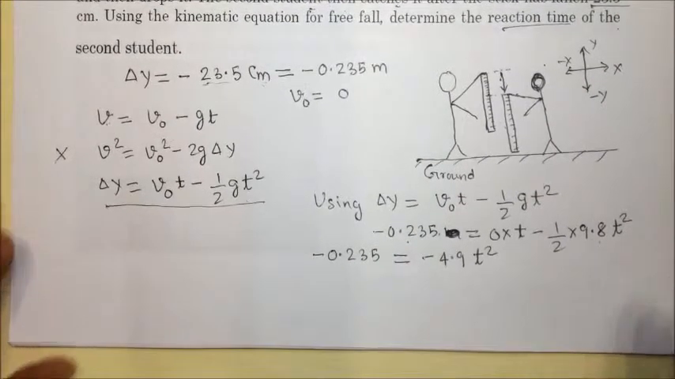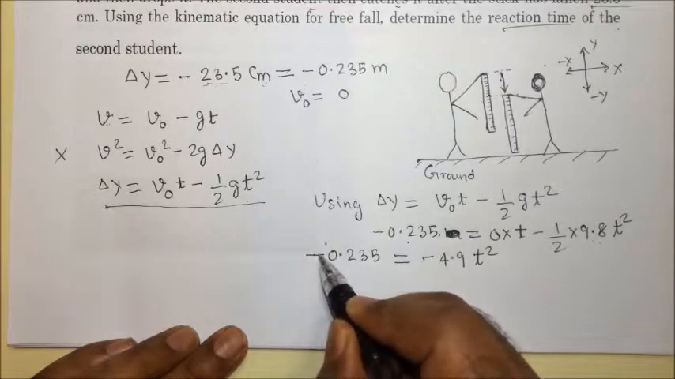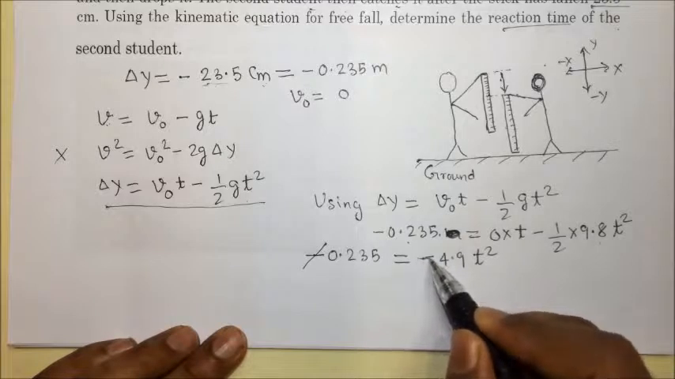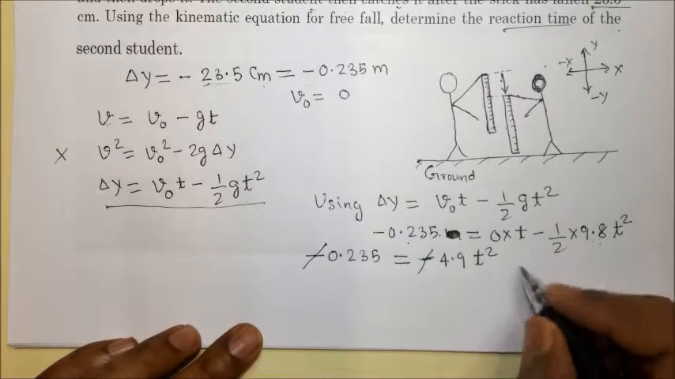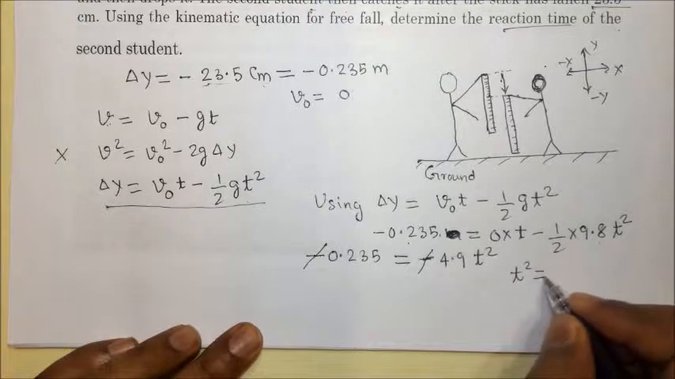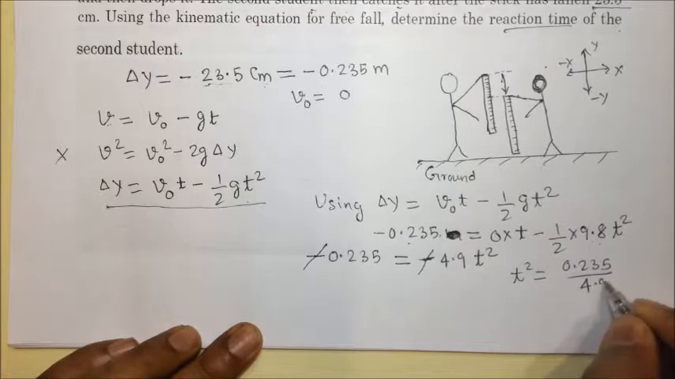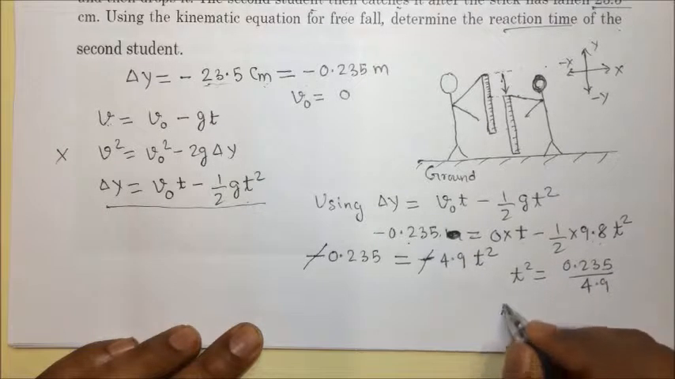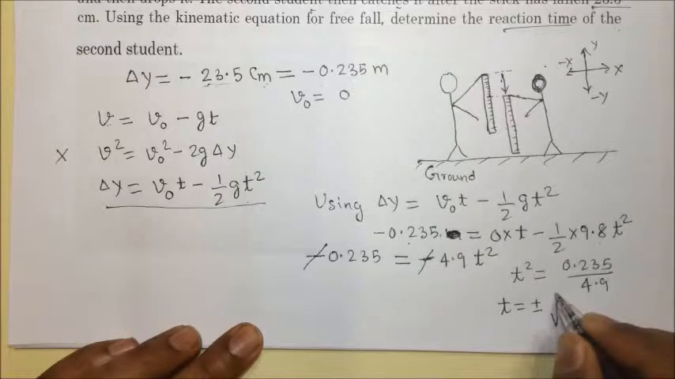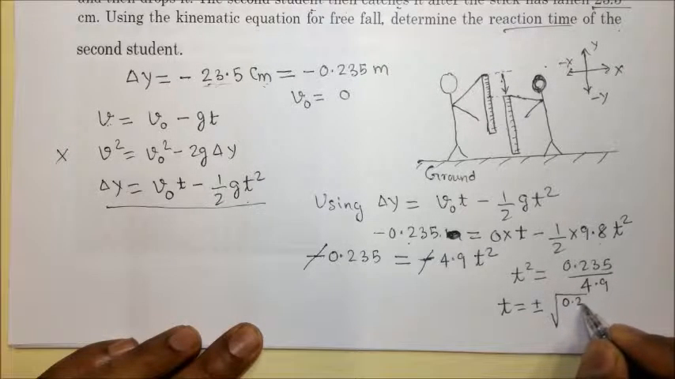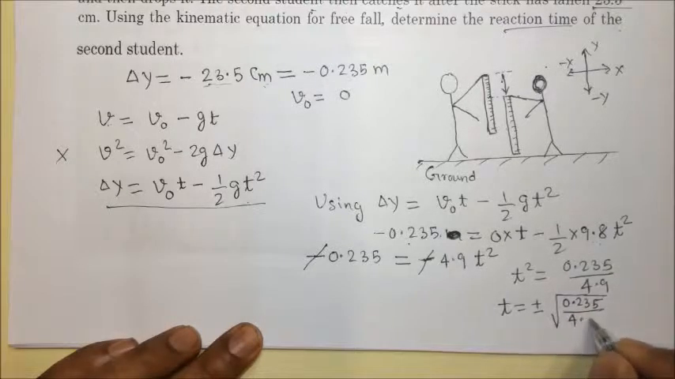Okay. What will happen to minus and minus on both sides? They cancel out. So T square becomes 0.235 over 4.9. T becomes plus minus the square root of 0.235 over 4.9.